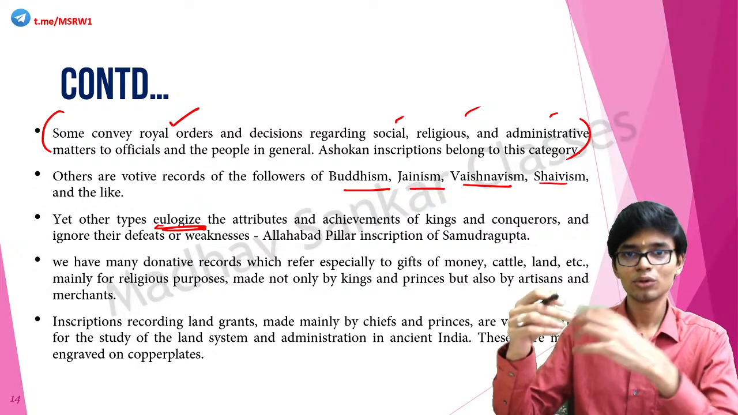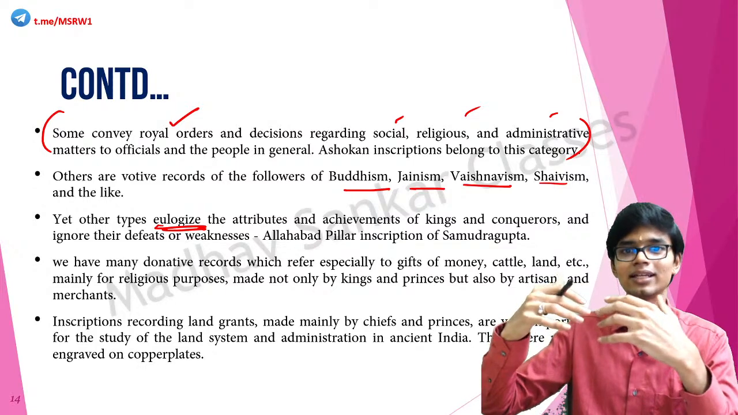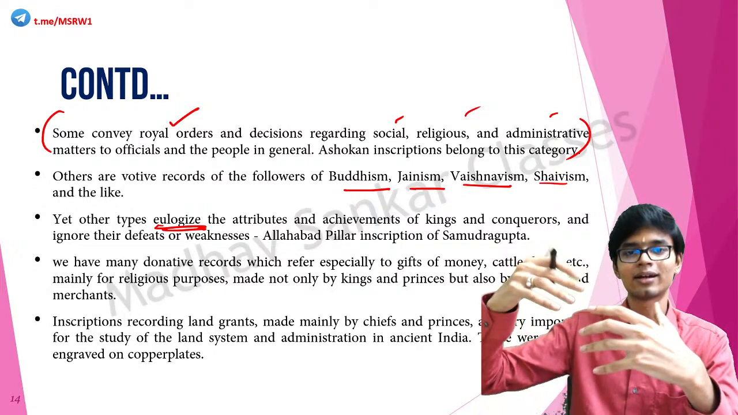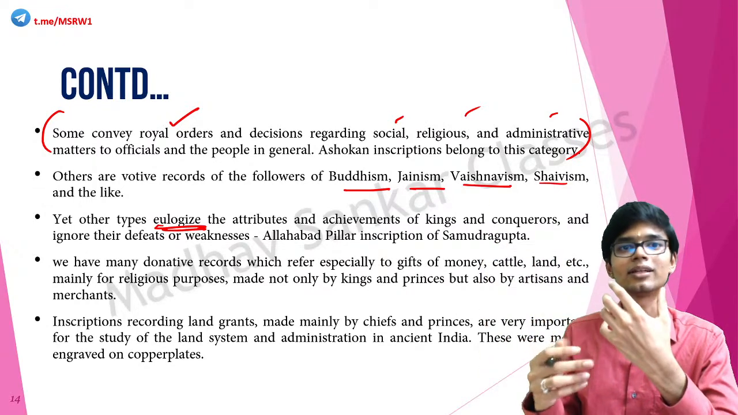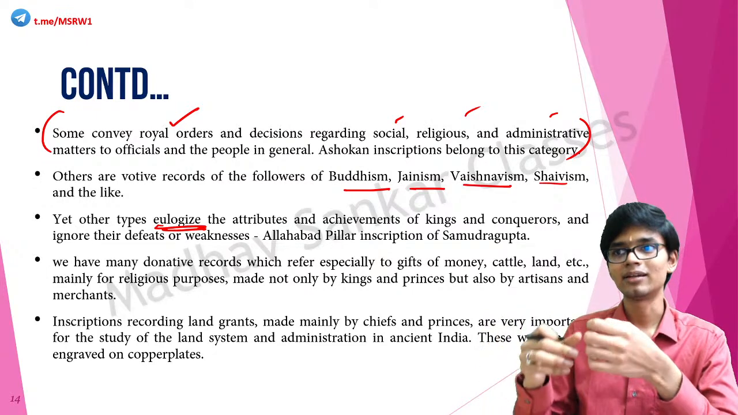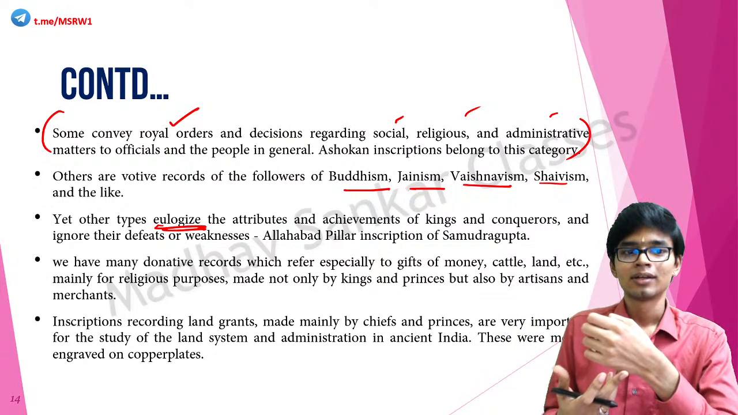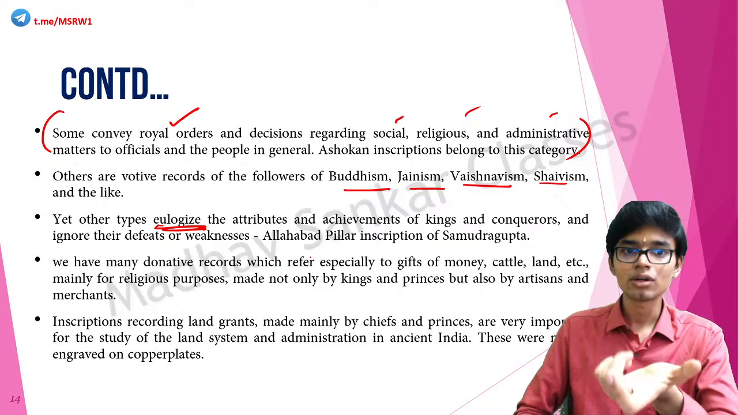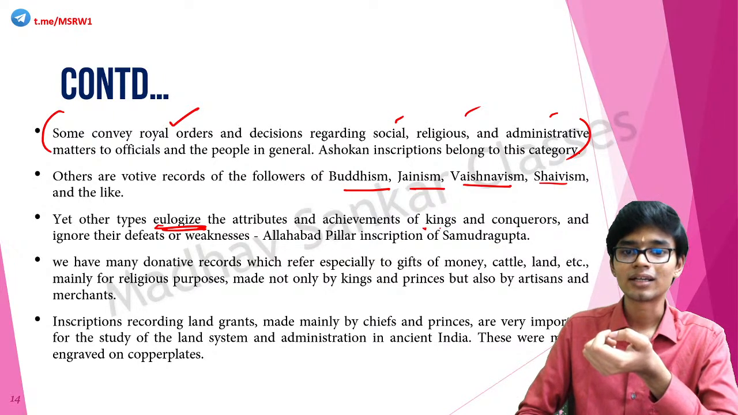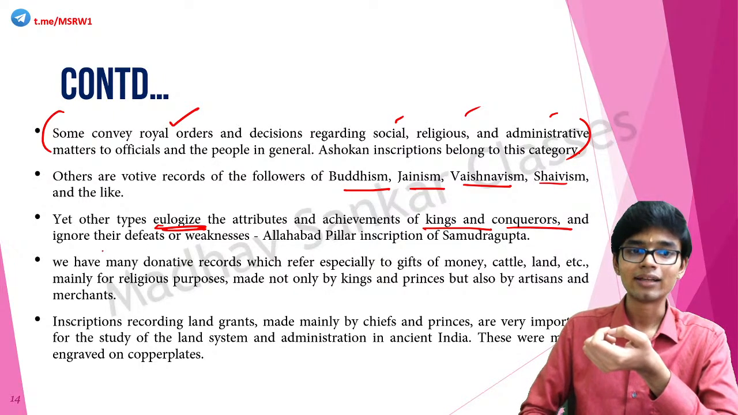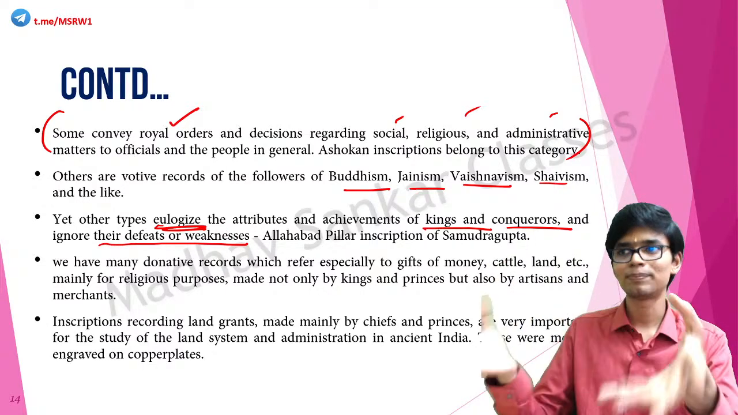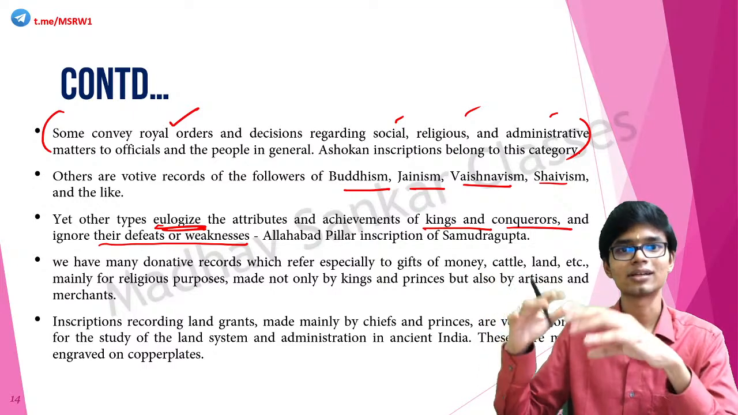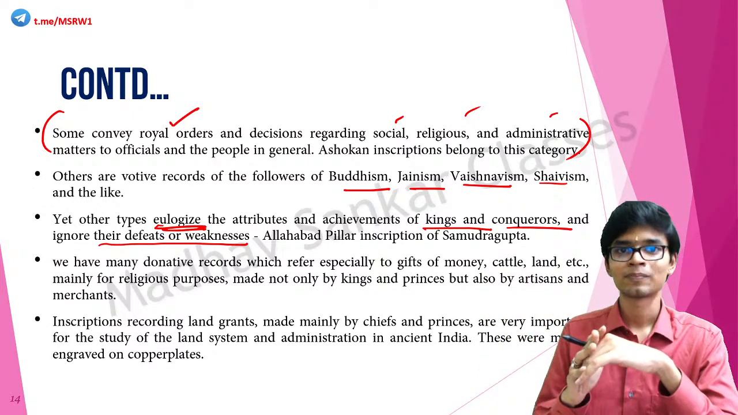The eulogy, I think, is basically something that is written about something else. At the same time, say for example, it might deal with a war, it might deal with praising someone. Okay, so it actually eulogizes the attributes and achievements of kings and conquerors and ignores their defeats or weaknesses. So basically, it's an exaggeration. You can praise different people using these kinds of eulogies and exaggerations.